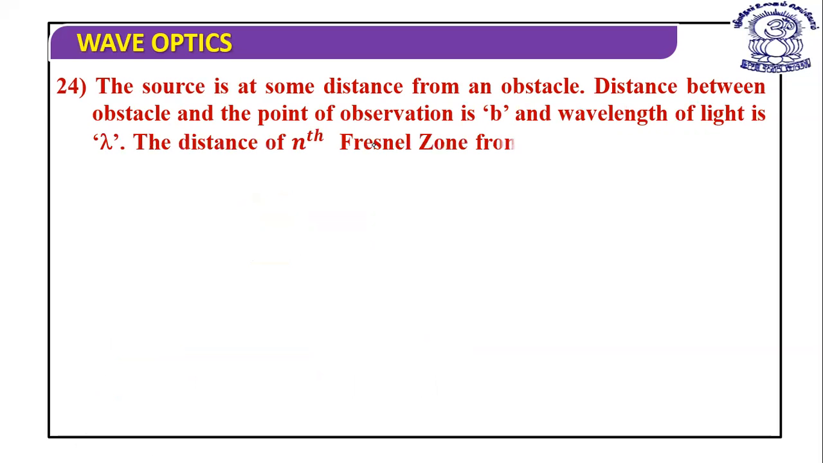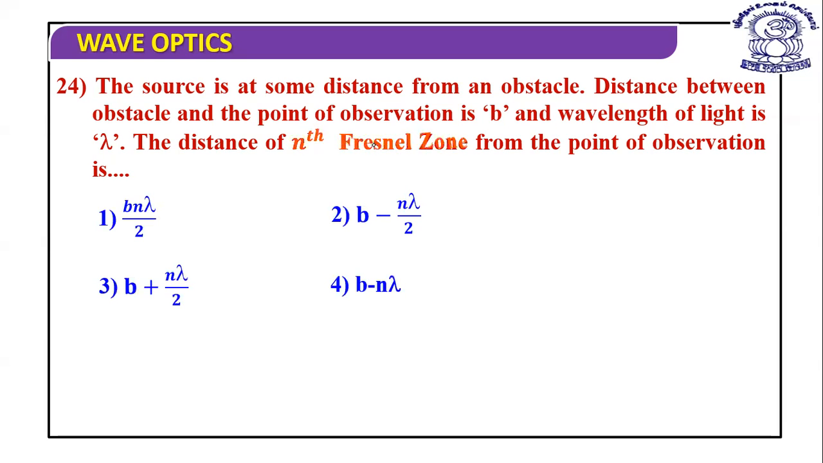The source is at some distance from obstacle. Distance between obstacle and the point of observation is b, and wavelength of light is lambda. The distance of nth Fresnel zone from the point of observation is. Here we can use the direct formula b plus n lambda by 2.